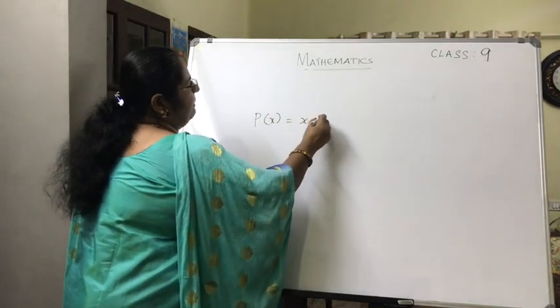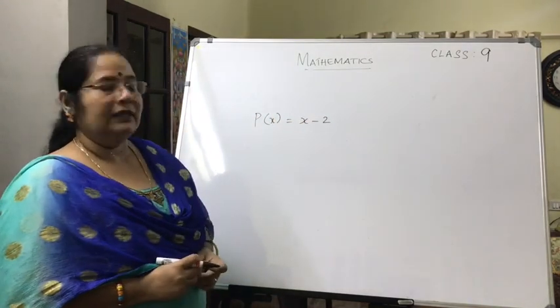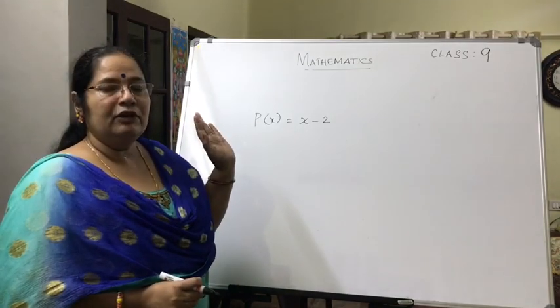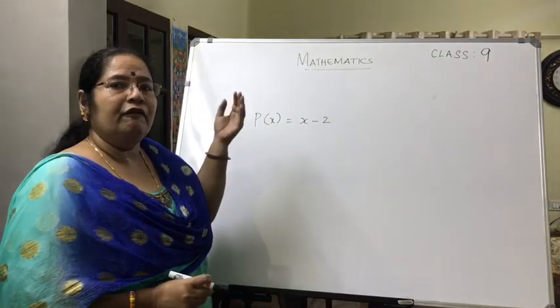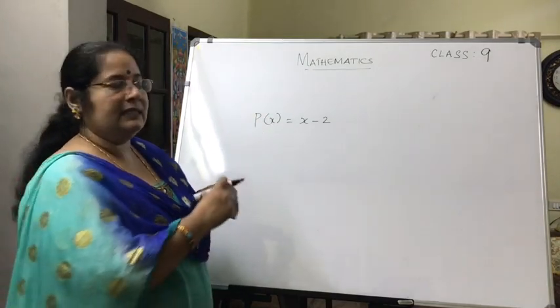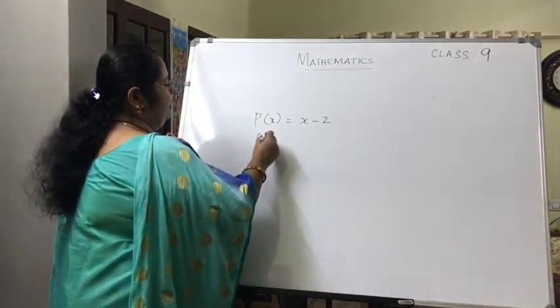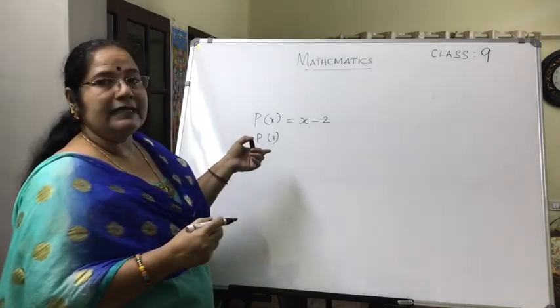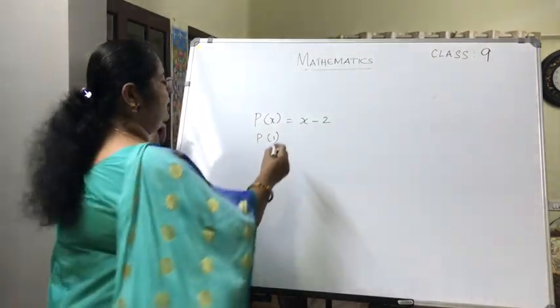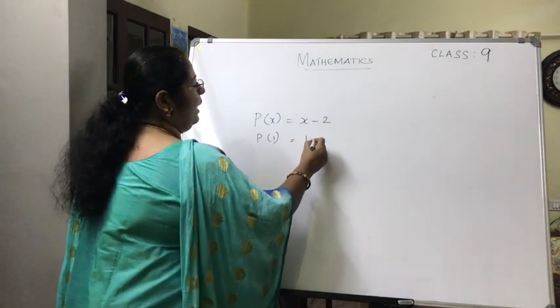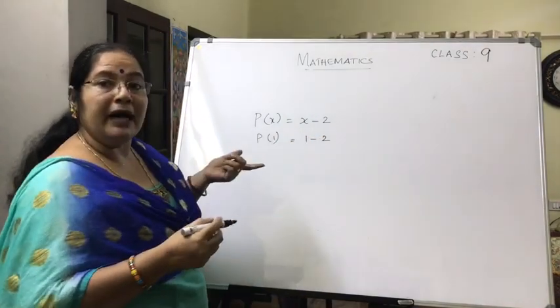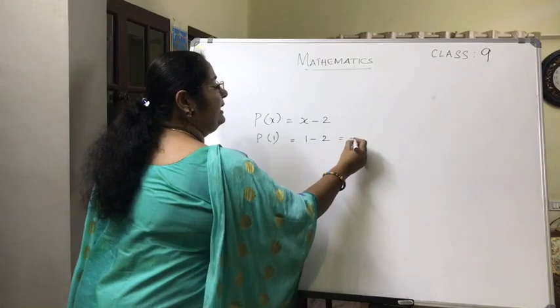Now let us take a polynomial of the form p of x equals x minus 2. I am taking a polynomial p of x equals x minus 2. Now I am going to assign values for the variable x. Let us first find p of 1. When I am putting x as 1, what is the value of the polynomial? P of 1 will be equal to, instead of x, you will be putting 1. 1 minus 2. 1 minus 2 is minus 1.